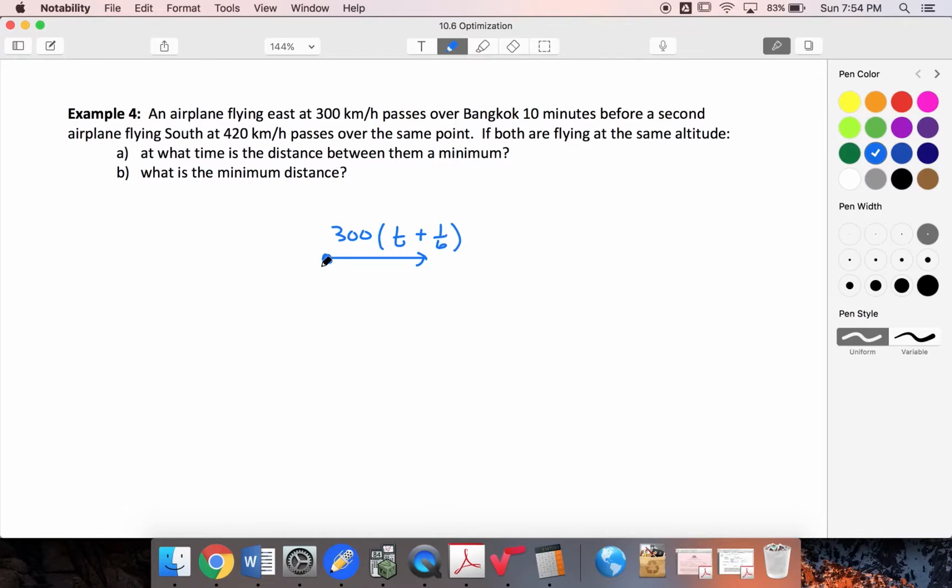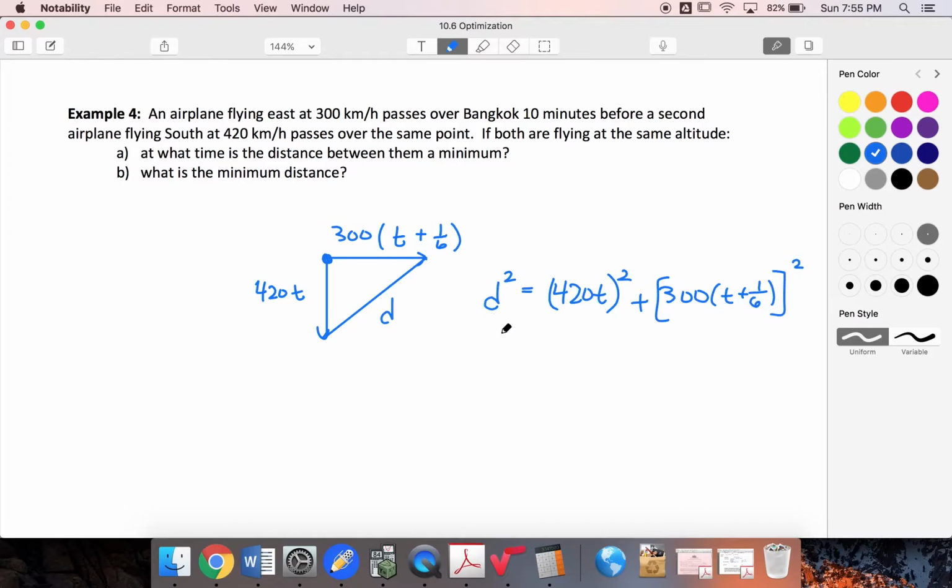Then if I think about my other plane flying south, it passed the same point, and it now travels, this is how far I have traveled, my speed times my time. So now if I want to know the distance between them, well, here's my distance between them. If I let that be d, I know from the Pythagorean theorem, d squared is the same as (420t) squared plus (300 times (t plus 1/6)) squared.